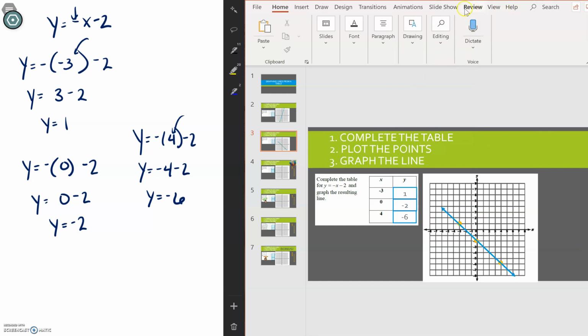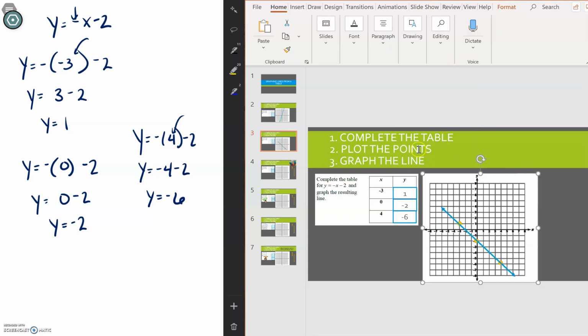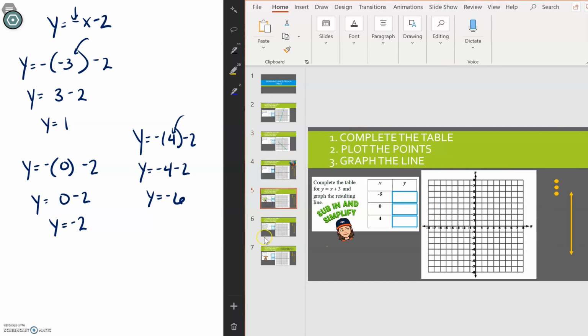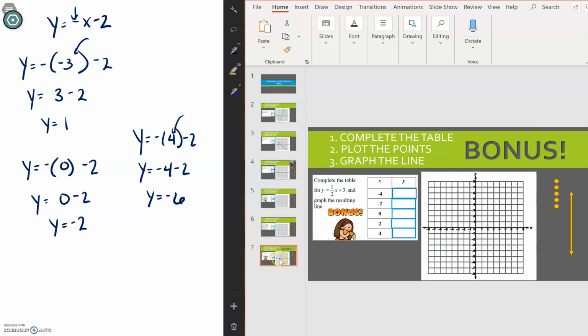I wonder if green would show up better. Nope. All right. The rest are up to you. So slide 4, 5, and 6. And slide 7 is a bonus. So if you do slide 7, you'll get extra credit points.